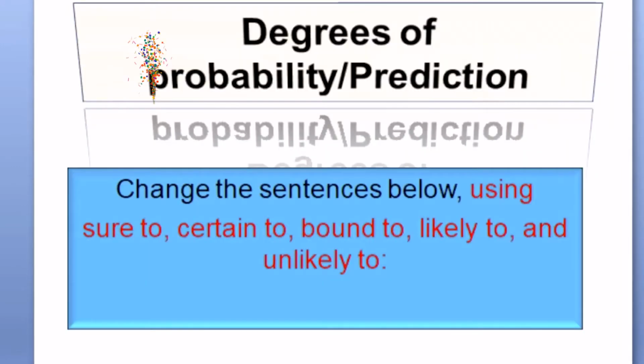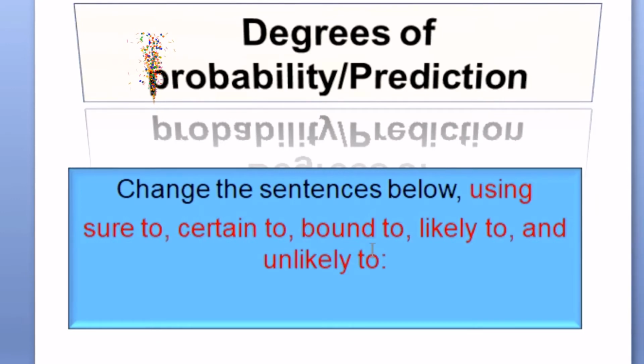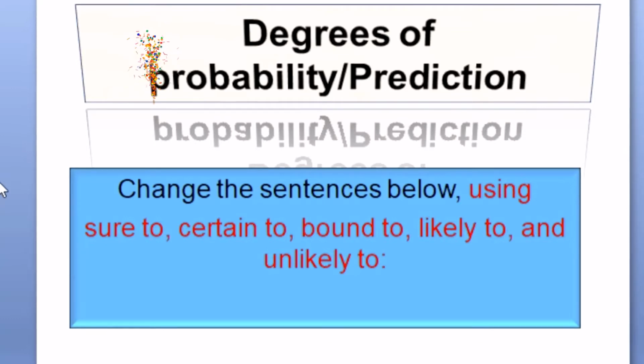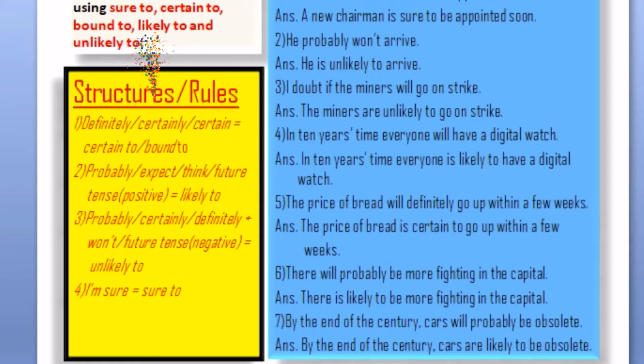Today's topic is degrees of probability, or the prediction we are going to predict. Predict means future. Change the sentences below using sure to, certain to, bound to, likely to, and unlikely to. So I'm going to tell you examples and questions and answers, my dear. Today's video is going to be about Q&A, question and answer. Let's enter into the video.